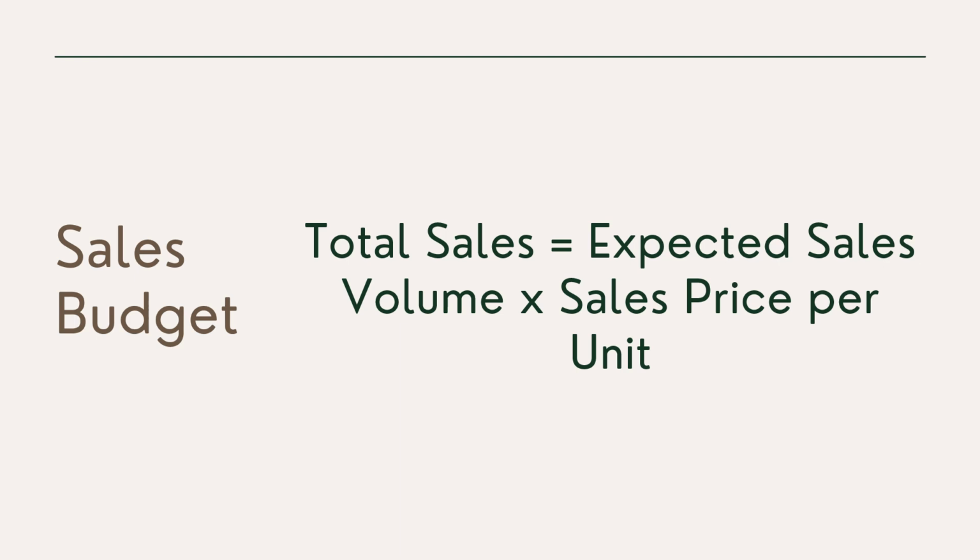So sales price per unit is the price at which the organization plans to sell each unit of goods or services. Okay, isipin niyo na lang na sari-sari store ito, ilan yung quantity multiplied by the price per unit. So that would be your total sales. Okay.